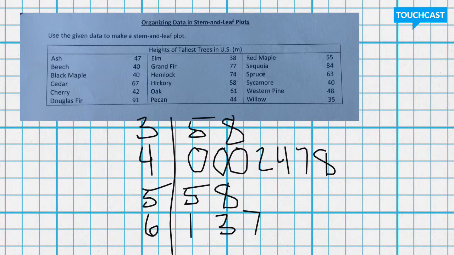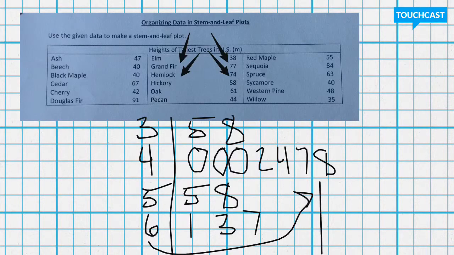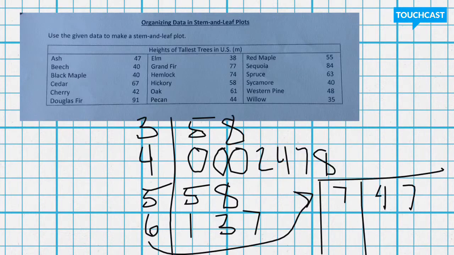So, I see that the grand fir tree has a height of 77, and the hemlock tree has a height of 74. We're going to put a 7. In fact, I've run out of room in mine, so I want you to continue, but I'm going to put the rest of my stem and leaf plot over in this little box. I'm going to make a 7 for my stem, and my leaves will be 4 for 74, and a 7 for 77. Now let's look and see what kind of trees we've got in that 80 range.